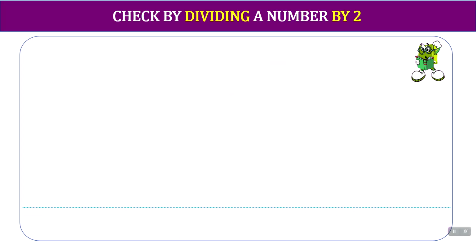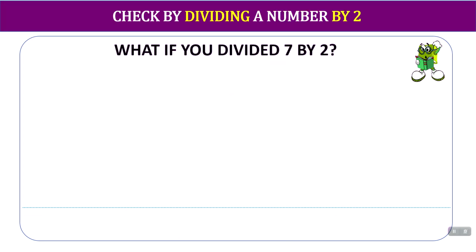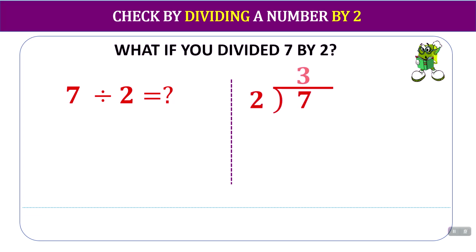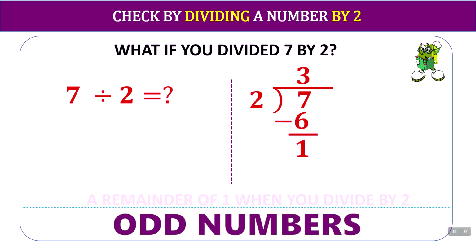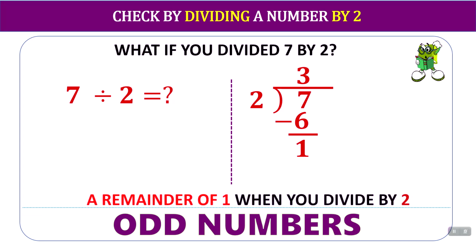Now let's take a look at what happens when we divide an odd number by 2. If I said, what is 7 divided by 2? Well, we know that 7 is not in the 2 times table, so that's not very easily worked out. But let's look at it using long division. 7 divided by 2. 2 into 7 goes 3 times. 3 times 2 is 6. When we subtract, we're left with 1. Odd numbers have a remainder of 1 when we divide by 2. Any odd number that you take, when you divide it by 2, you will always get a remainder of 1.